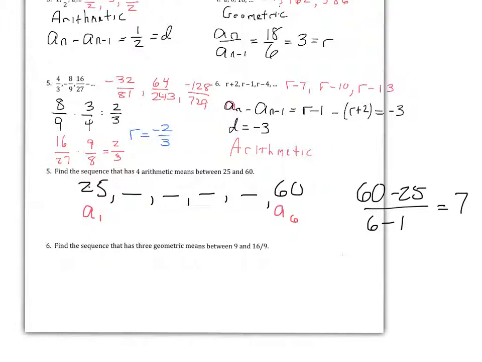So for the 4 arithmetic means, I'm just going to add 7 every time. So you get 32, 39, 46, and 53.